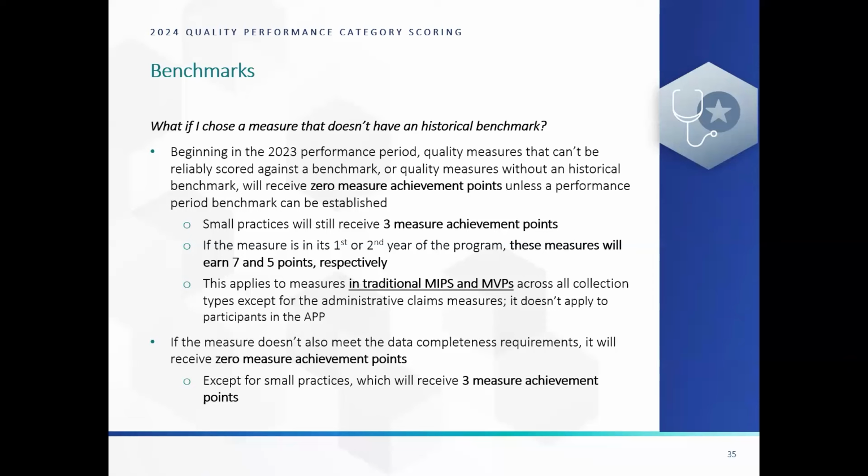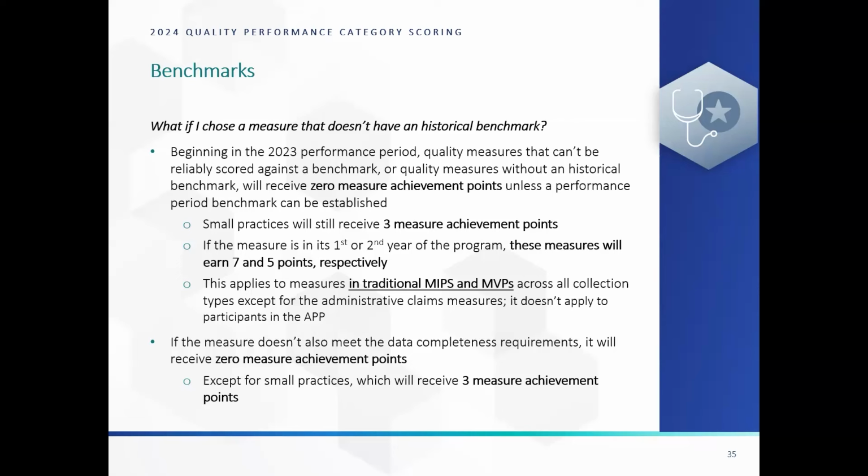Now I'm going to discuss if, let's say, your practice chooses a measure that doesn't have a historical benchmark. So as I previously highlighted, starting with the 2023 performance period, quality measures that cannot be reliably scored against a benchmark or quality measures without a historical benchmark will receive 0 achievement points unless a performance period benchmark can be established. Again, I just want to highlight a few items that I've previously discussed a few times, but we just want to emphasize these points. The small practices will still receive 3 achievement points.